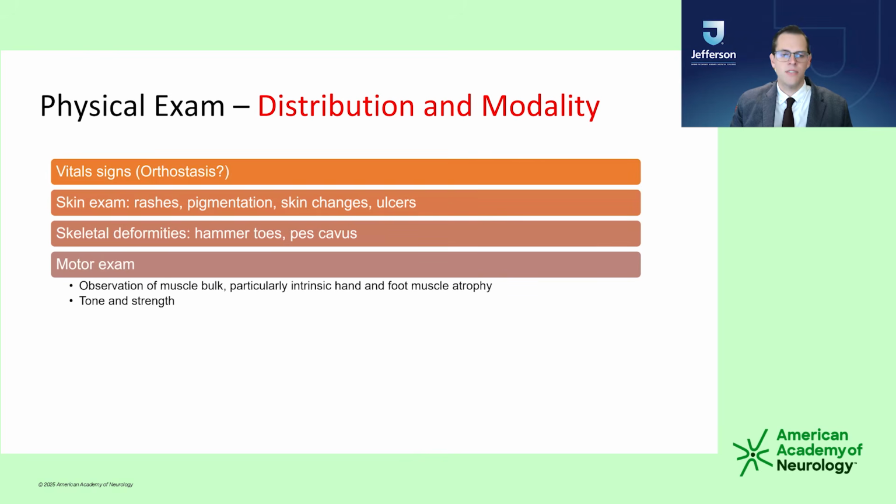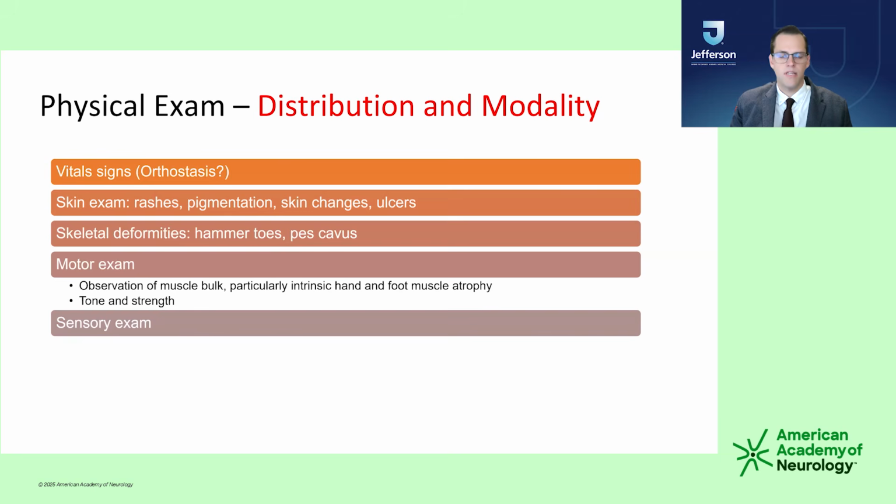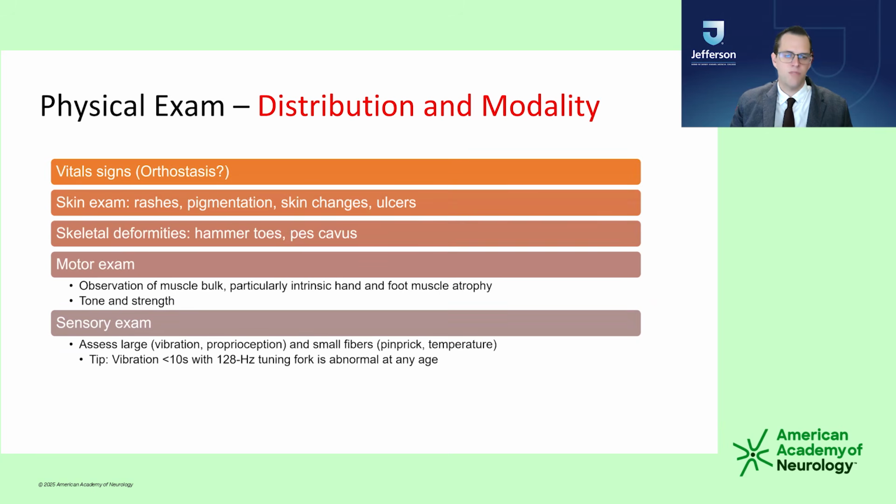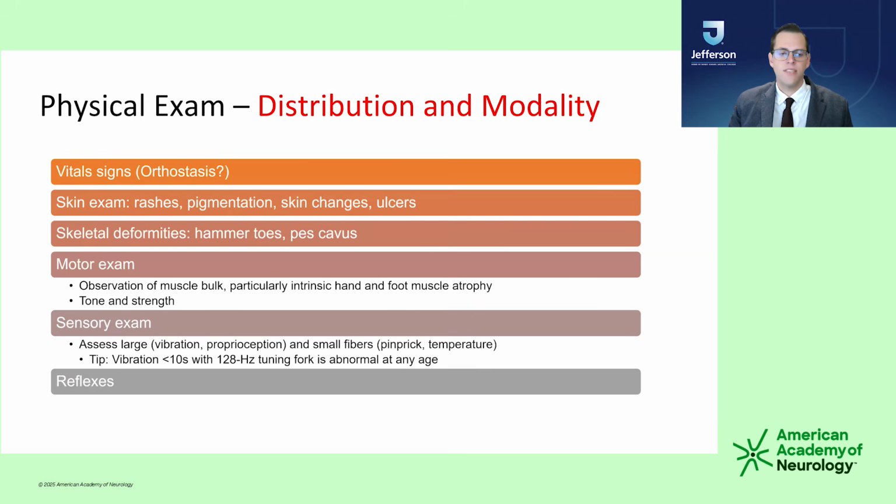For the motor exam, there's observation of muscle bulk, particularly intrinsic hand and foot muscle atrophy, as well as tone and strength. On a sensory exam, you're going to assess the large fibers, such as vibration and proprioception, and small fibers, such as pinprick and temperature. The tip here is vibration less than 10 seconds with a 128 hertz tuning fork is normal at any age. Reflexes, you're looking for any focal, length-dependent, or diffuse effect on the reflexes.